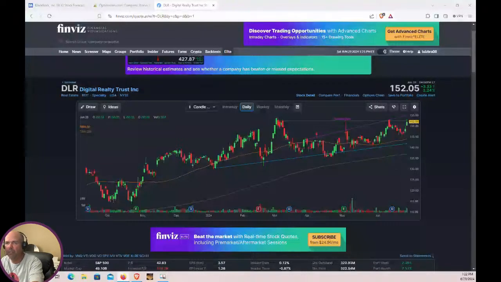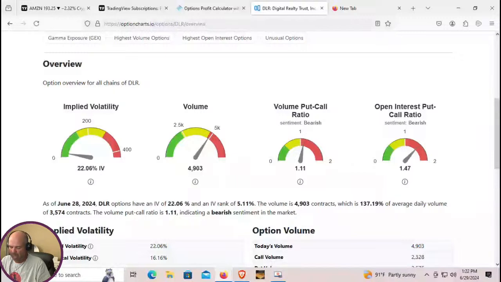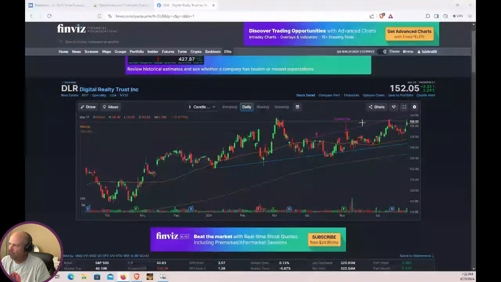So we go to optioncharts.io. Let's see. Digital Realty Trust. So as you can see, let me show you guys. Right now it's bearish, on a little odometer that we have. Even here, it says the volume put call ratio is 1.11, indicating a bearish sentiment in the market. And because we had the double top drawn by Finviz, this could be something. So then let's take a look and see what we have here.